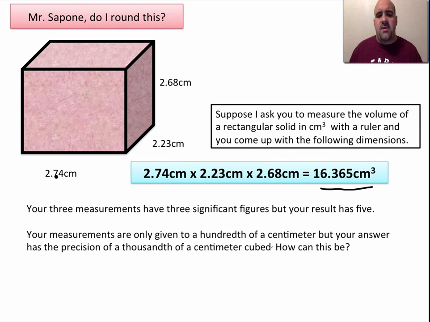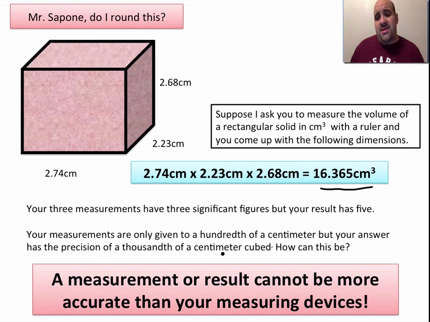Each of your measurements has 2 decimal places, or 3 total significant figures. Basically what you're telling me is that you measured this to within the 100th of a centimeter. Your instrumentation, your ruler, allowed you at least to measure the dimensions of this cube to within a 100th of a centimeter. But your answer is given in 1,000ths of a centimeter. And there's a problem with this.